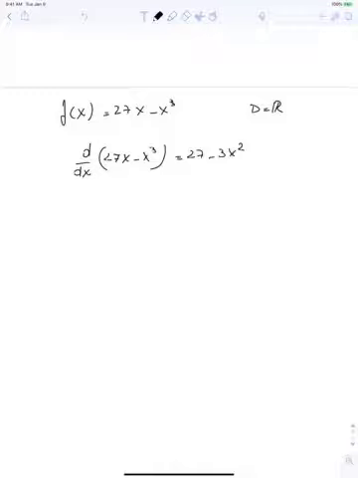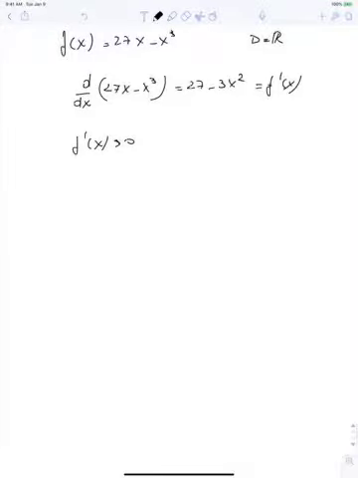Now I'm going to call this one here f prime of x for simplicity. So we want to study when f prime of x is greater than 0, and that's why we reviewed quadratic inequalities at the beginning of the class. So we want to study 27 minus 3x squared greater than 0. Well, if you want, you can factor out 3. So this is 9 minus x squared greater than 0.